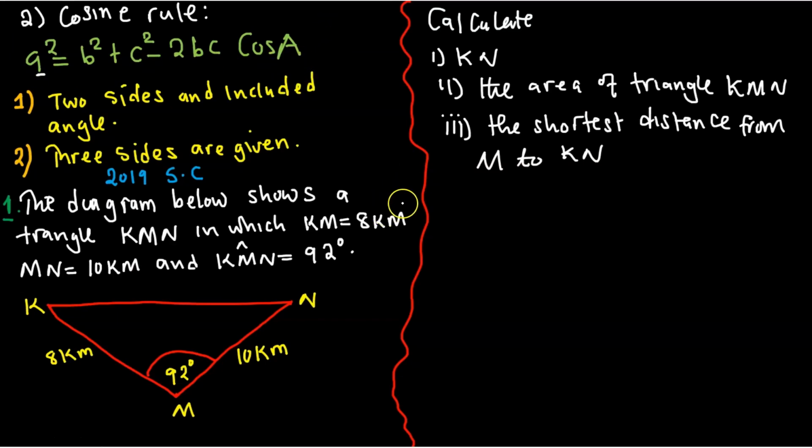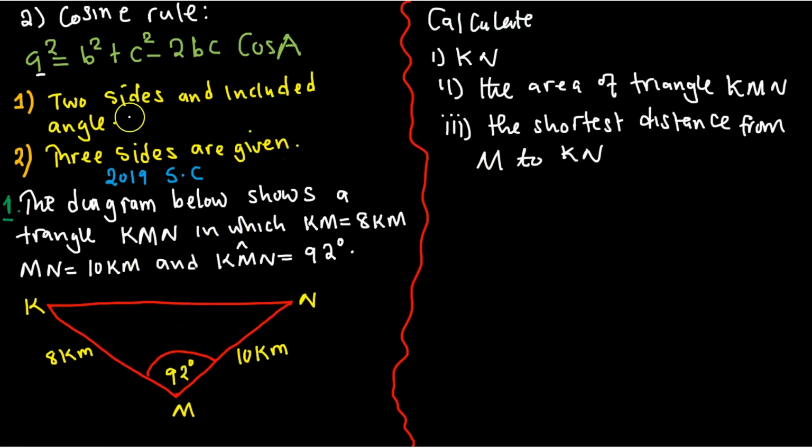Now, when do you use cosine rule? The big question is, when do you use cosine rule? Cosine rule is normally used when you have two sides and an included angle. So when you find a question that has two sides and an included angle, just know that you are using cosine rule. That is how you know. And also when all the three sides are given.